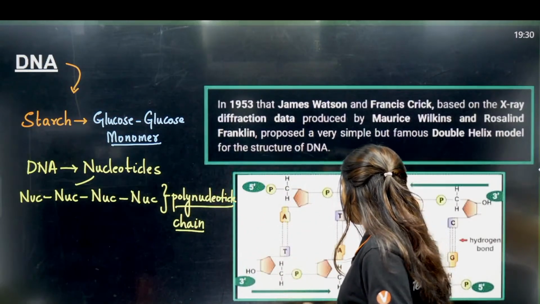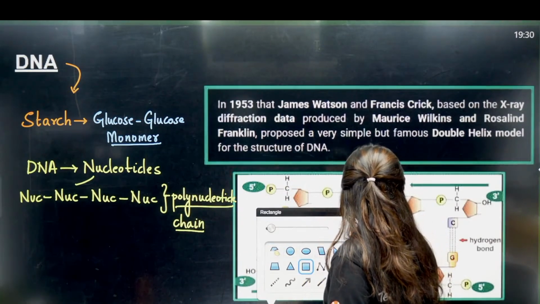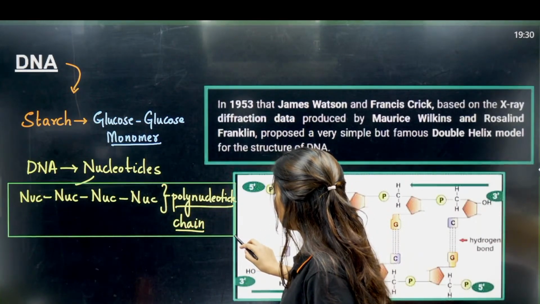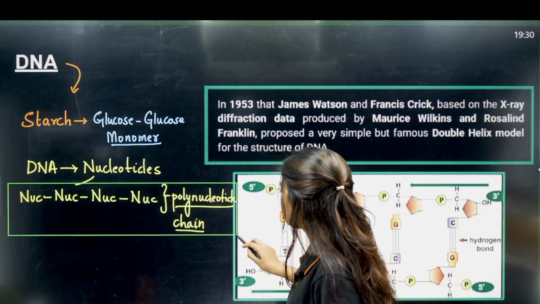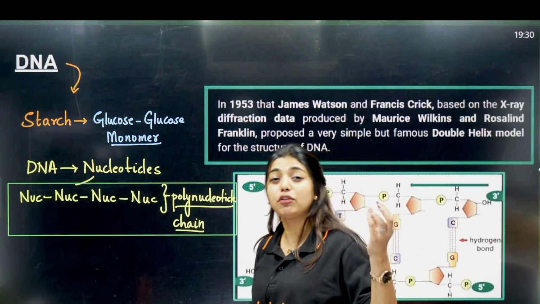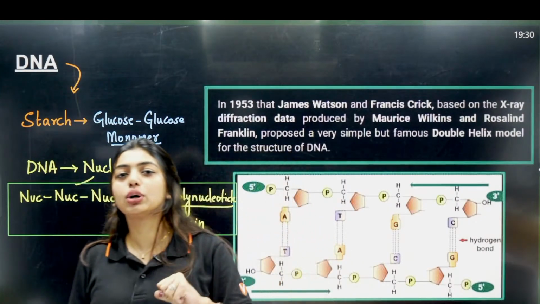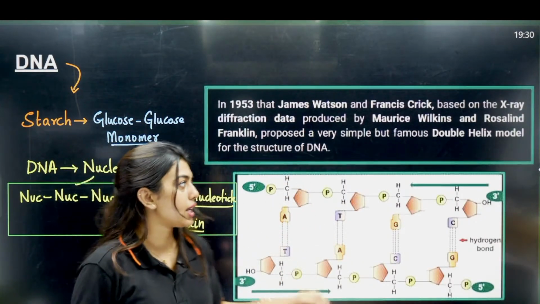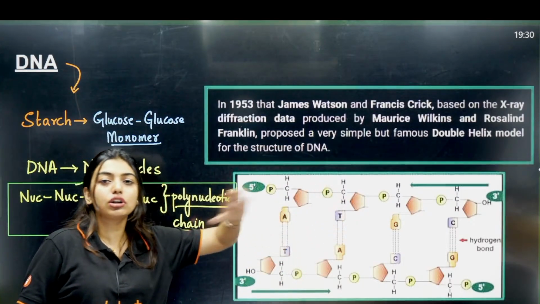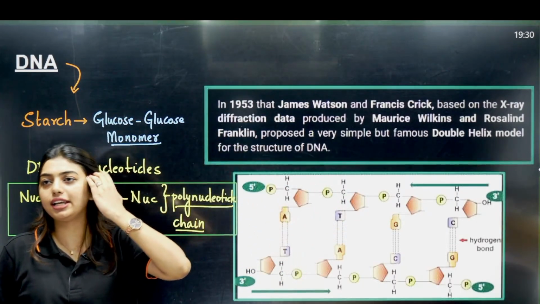For those students who don't understand, they'll be like, my God, what is this? But do you understand? Like how starch is made up of multiple glucose, DNA also is made up of many units of nucleotide. Together we call it the polynucleotide. So what structure you are seeing here is nucleotide, nucleotide, nucleotide bonding with each other to form the DNA structure.